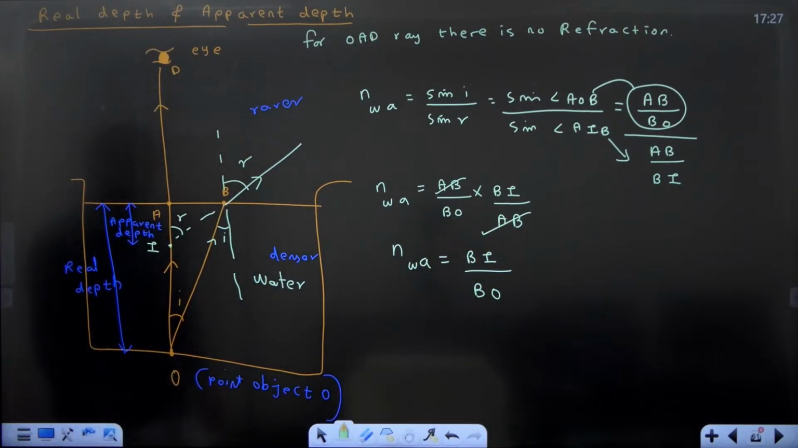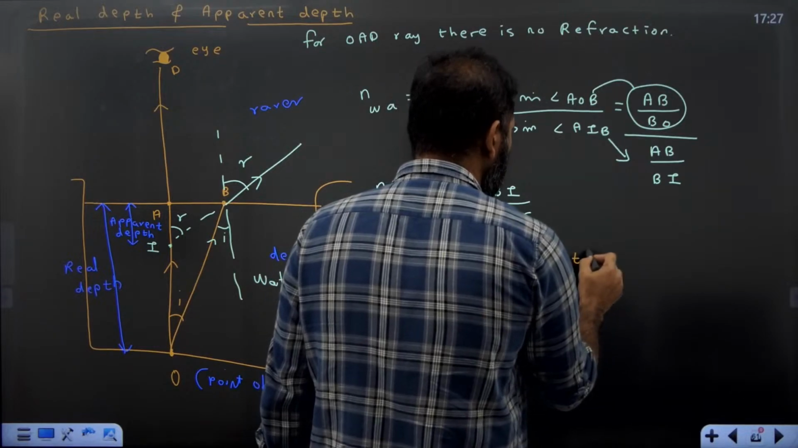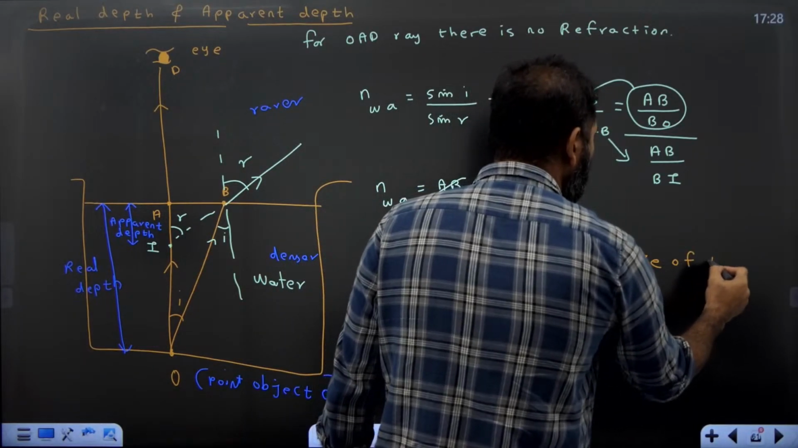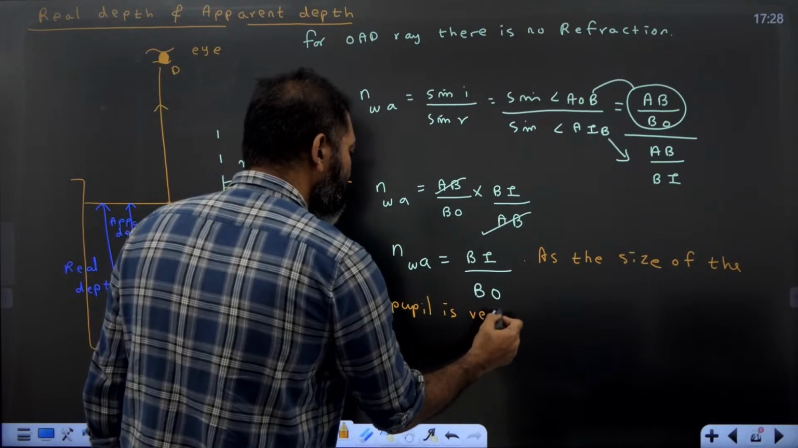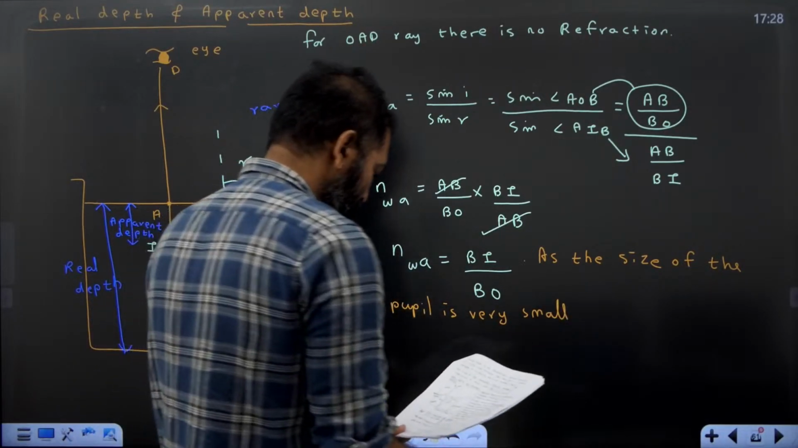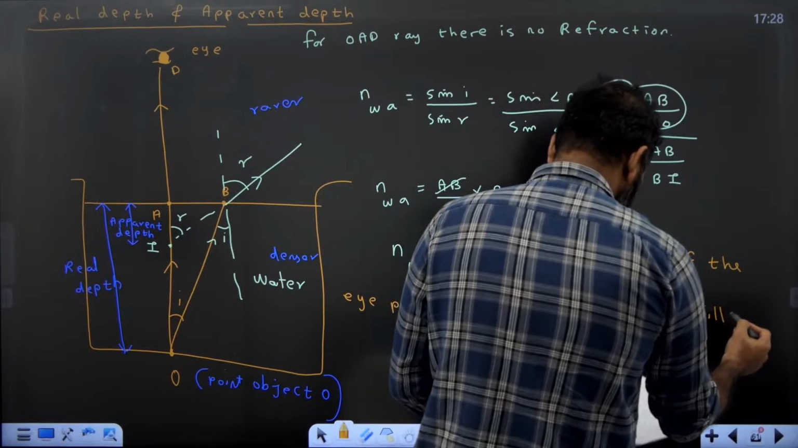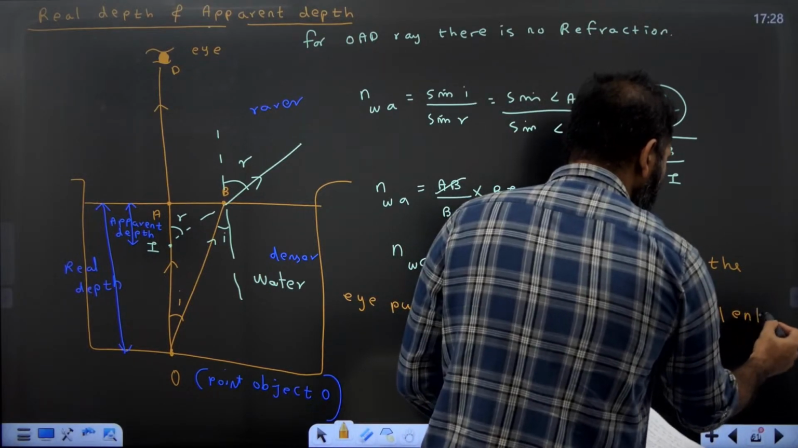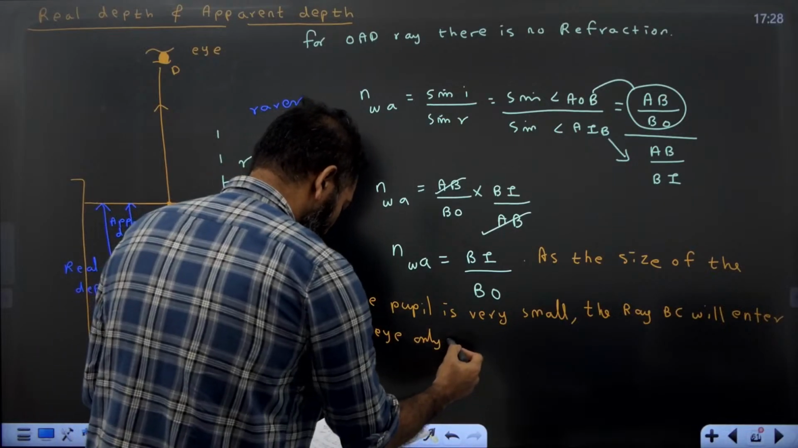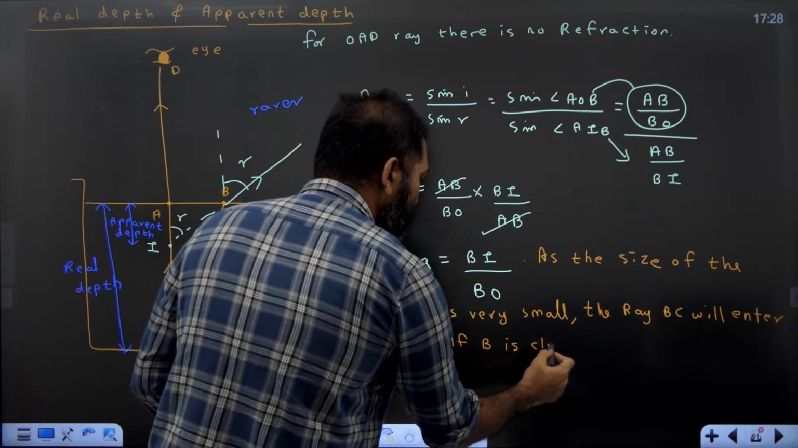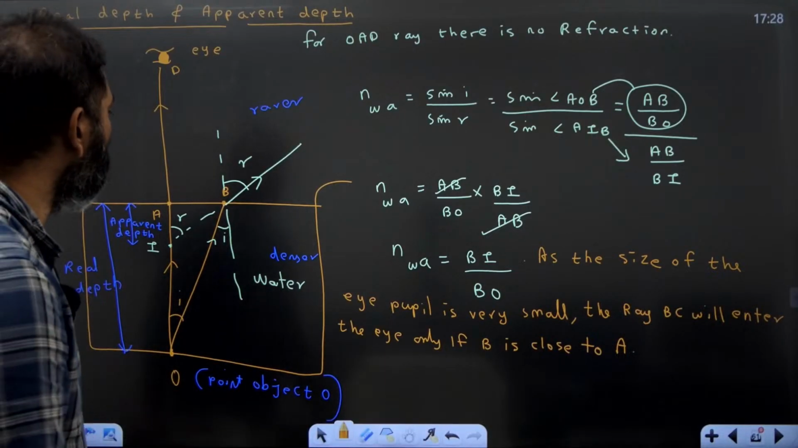Any doubt? Now listen. As the size of the eye pupil, Krishnamani, eye pupil is very small, the ray BC will enter the eye only if B is close to A. The ray BC will enter the eye only if B is close to A.